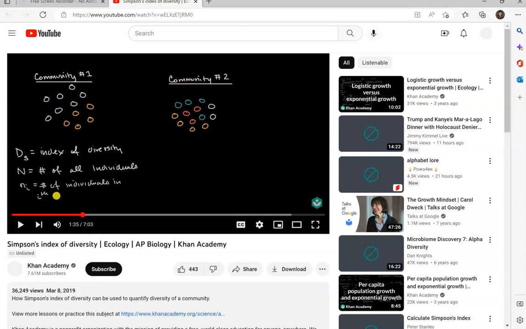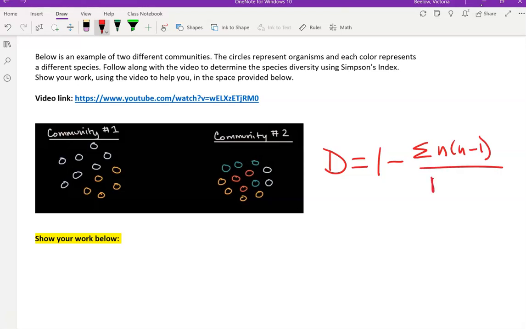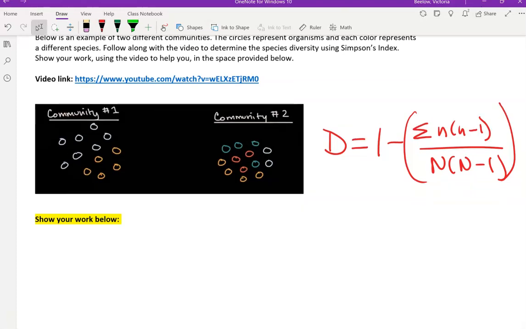The little I is just to designate that you're talking about different individual species, and the S is representing Simpson's index. We don't need to include those in our equation. So you're going to be using, for both of these, D equals 1 minus the summation of little n times n minus 1, divided by big N times big N minus 1. Okay, and just don't forget about order of operations.